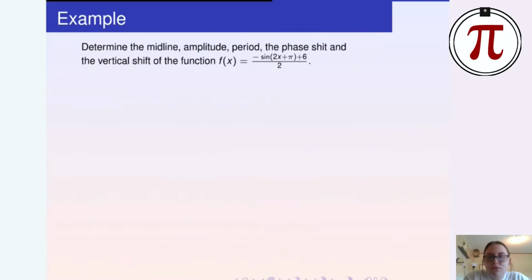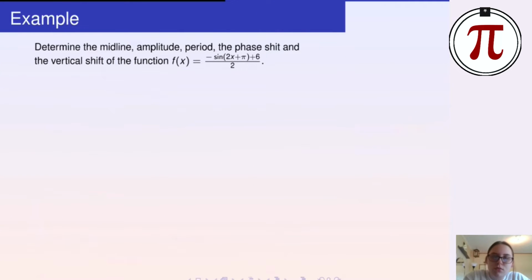Now let's consider this example. Natalie, can you read for us, please? Yes. Determine the midline, amplitude, period, the phase shift, and the vertical shift of the function f(x) equals negative sin(2x plus pi) over 2 plus 6 over 2. Okay, very good, thank you. Let's do this one together. Solution.